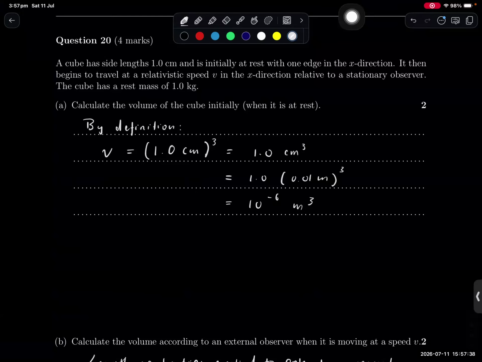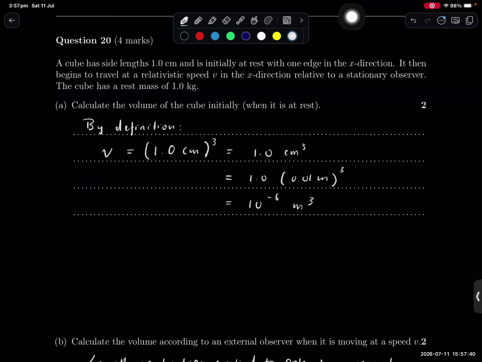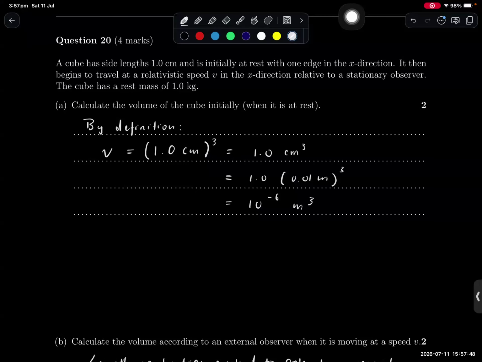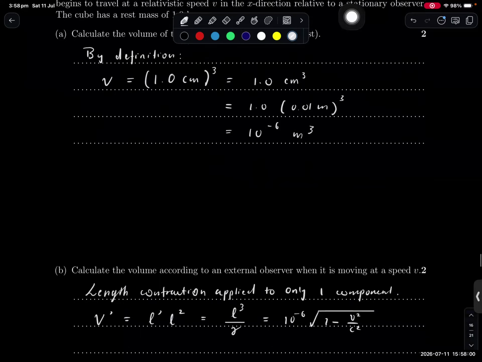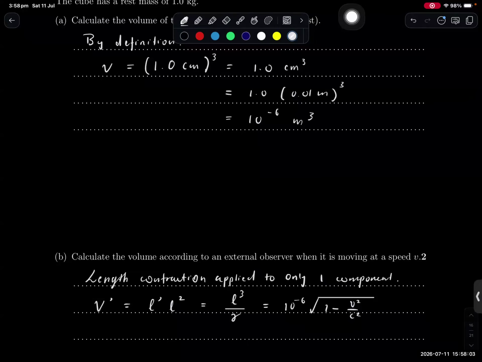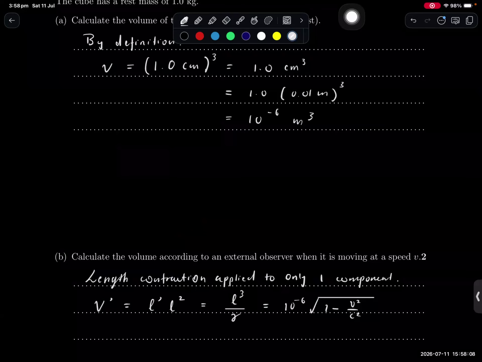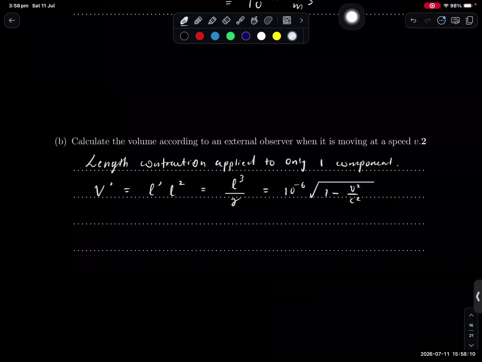Question 20. A cube has a side length of 1 centimeter and is initially at rest, with one edge in the x direction. It then travels at relativistic speed v in the x direction. The mass is 1.0 kilograms. Calculate the volume of the cube initially. Volume is side length cubed, 10 times 10 to the negative 6 meters cubed. That's the volume. B. Calculate the volume according to an external observer when it is moving at speed v.